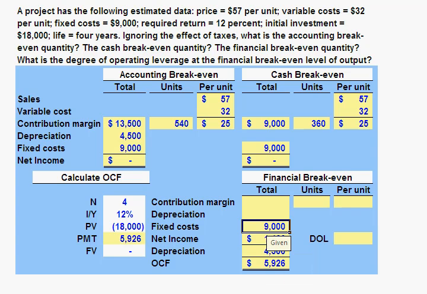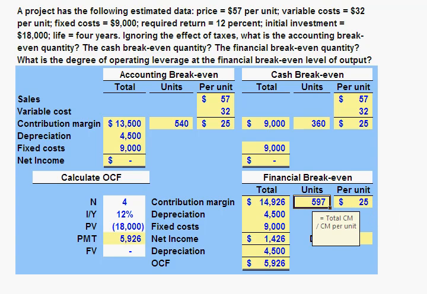Our fixed costs, recall, were $9,000 per year. Our depreciation expense was $4,500. This means in order to achieve our net income, we need a contribution margin of at least $14,926. This is our net income plus our fixed cost plus our depreciation expense. On a per unit basis, we are making a contribution margin of $25. Therefore, our break-even number of units is 597 units. This is our contribution margin of $14,926 divided by our contribution margin per unit of $25.